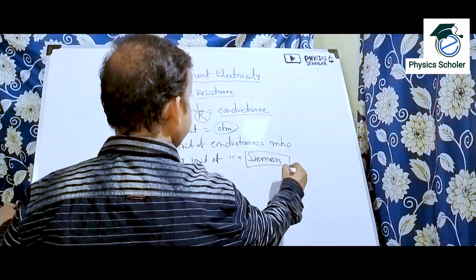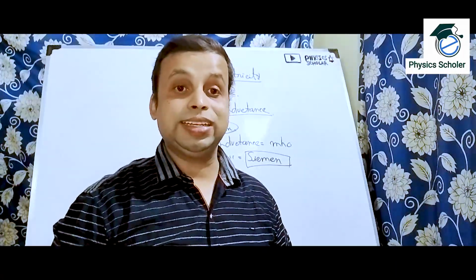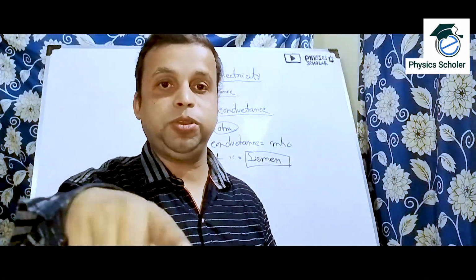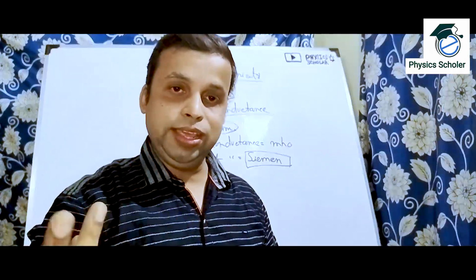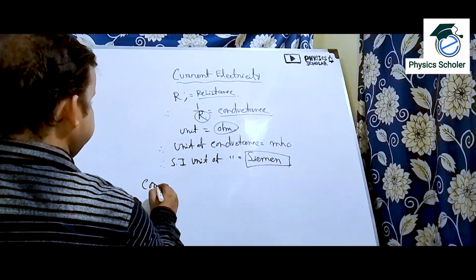The SI unit of conductance is also known as Siemens. So this is known as the conductance. The reciprocal of the resistance of a conductor is known as conductance. Now another term is there, that is conductivity.